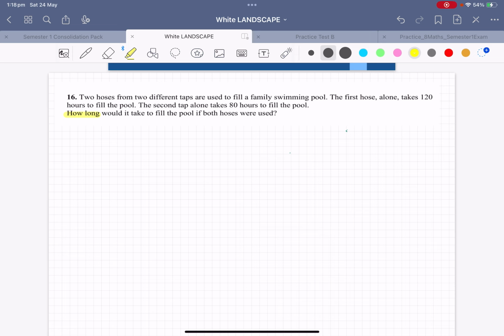And if we read at the beginning of the question, the first hose alone takes 120 hours to fill one pool. So we're talking about hours. So I want you to start labelling, because we have 2 different hoses here. So let's start with hose 1. And on the other side, we'll write hose 2.